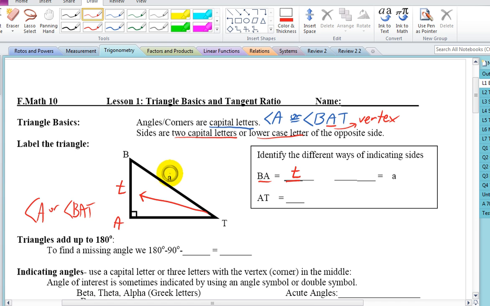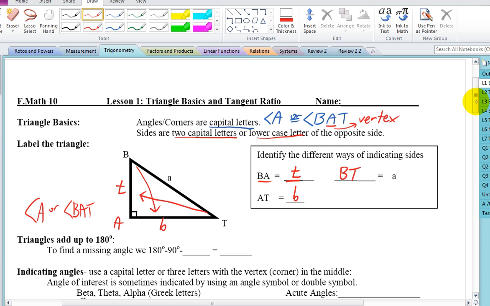Little a, what else could be the name for little a? It could be BT. What about side AT? What would be another name for side AT? Little b. So you have to be able to name a triangle. We can give you either type of name. Any questions?